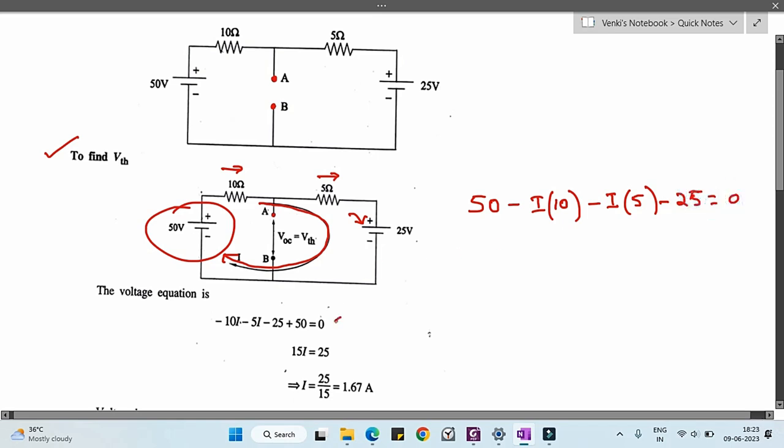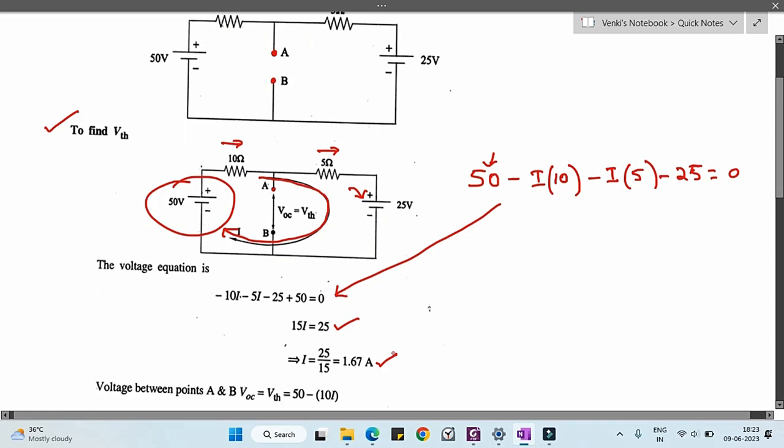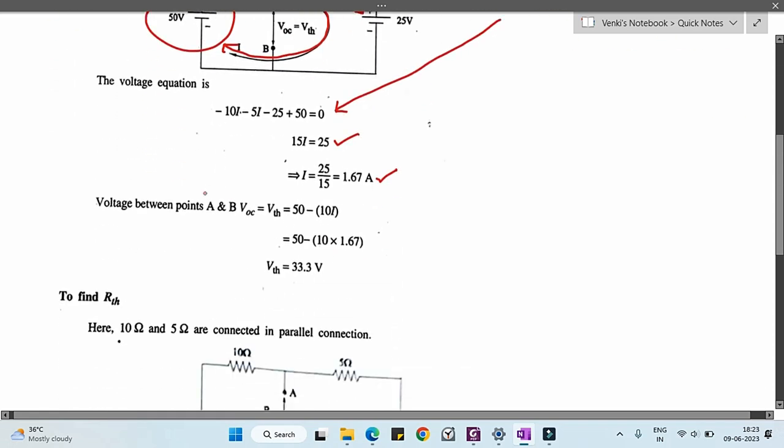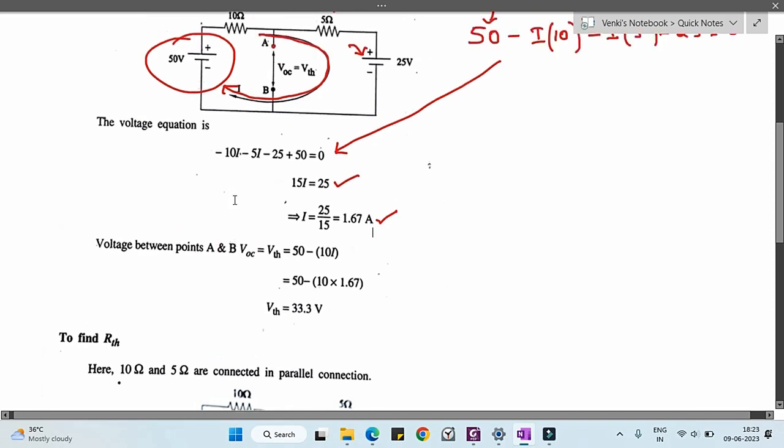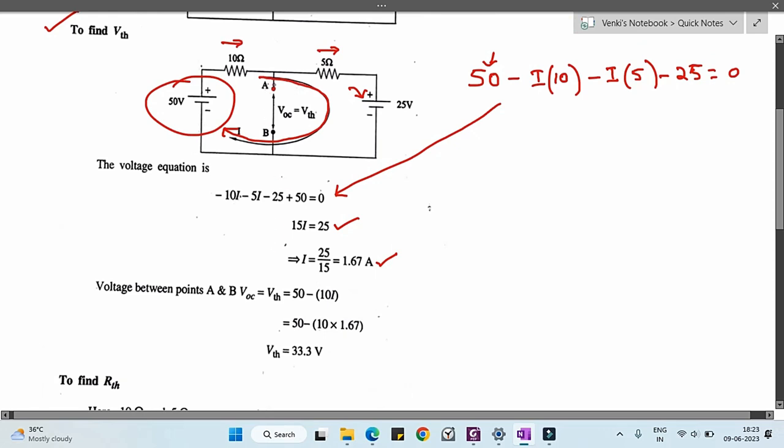If you see this equation, both are the same. The only thing is they have taken the 50 volts at the last; everything else is the same. On simplifying this equation, we get 15I is equal to 25. Therefore I is equal to 25 by 15. If you simplify that, you will get the I value as 1.67. So now we need to calculate the voltage between the points A and B. That is nothing but the open circuit voltage across the AB terminals.